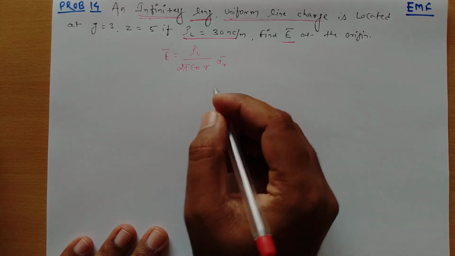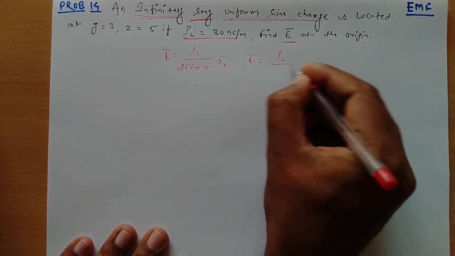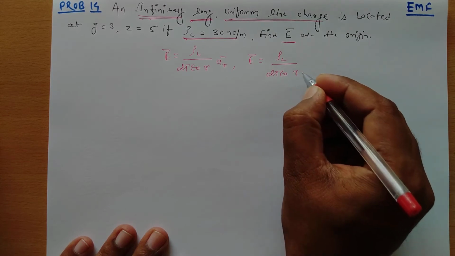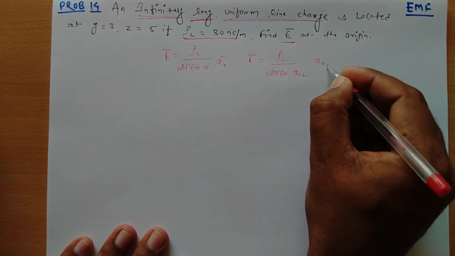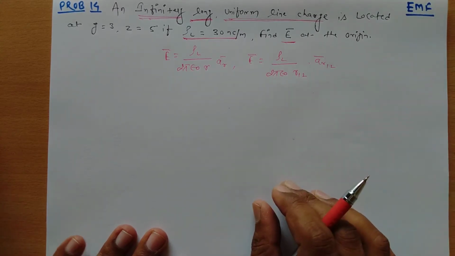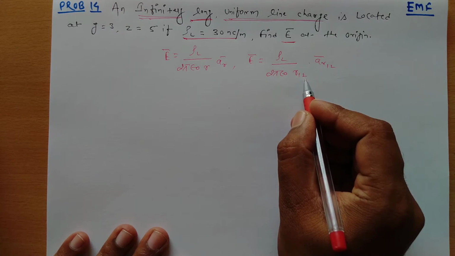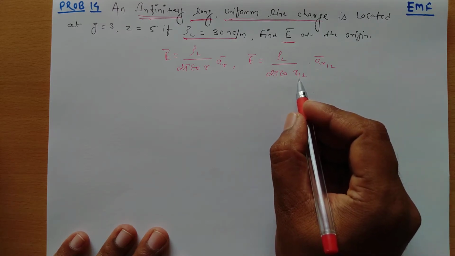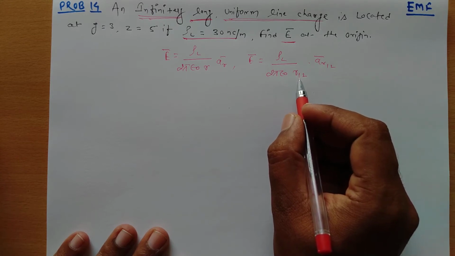Here we can write the electric field intensity equation as rho L upon 2 pi epsilon naught, the magnitude of R12 times the unit vector a R12, right? In R12, 2 is the location where we have to find the electric field intensity, and 1 is the location of the line charge distribution, right?